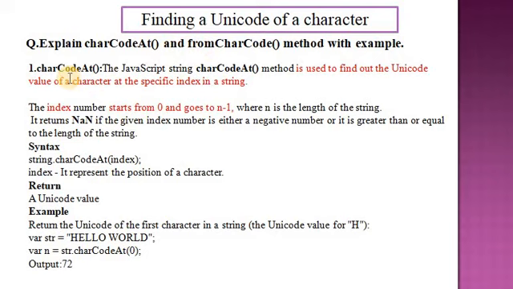First of all is the charCodeAt method. The JavaScript string charCodeAt method is used to find out the Unicode value of a character. It finds out the Unicode value of the character at the specified index in a string. In the syntax, string.charCodeAt, we pass an index and it returns the Unicode value of that character.